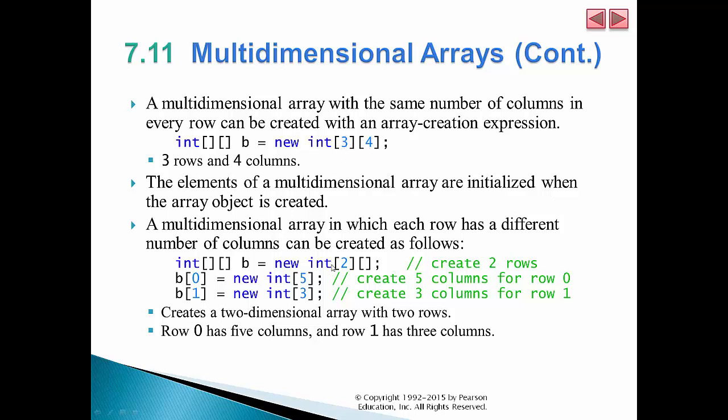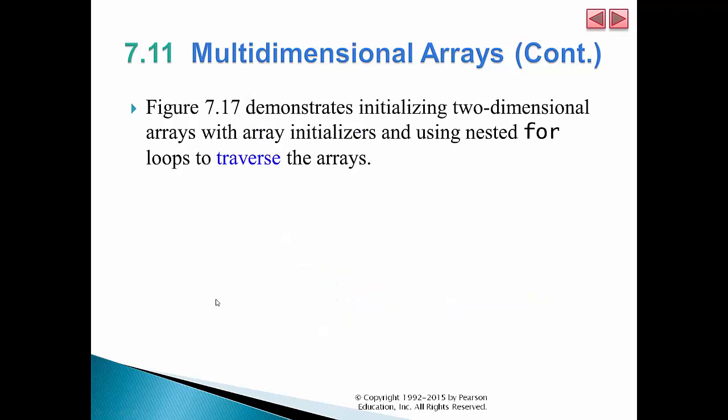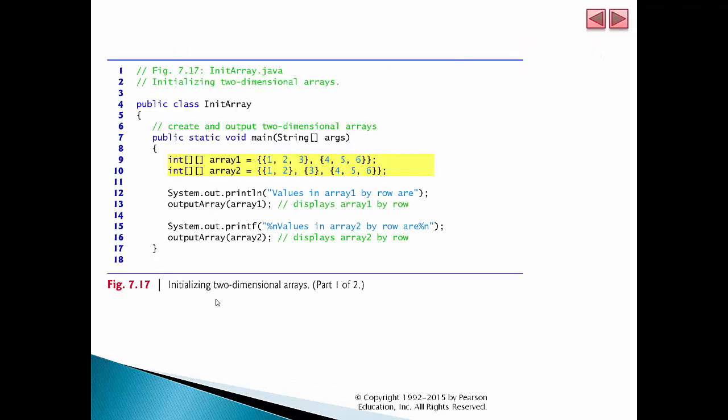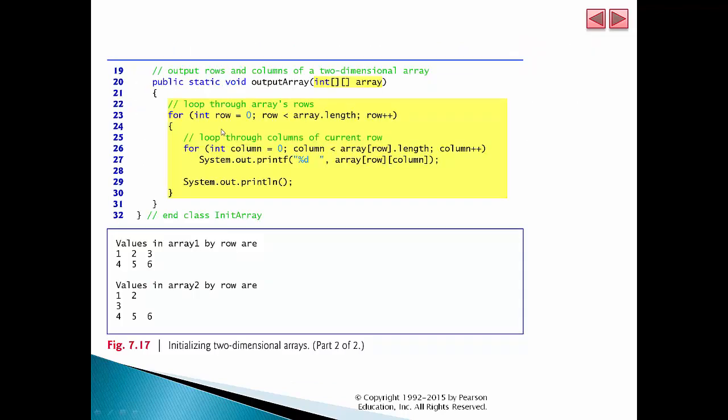But if each row has a different length of arrays, then you can partially initialize it like this, and then for each row, you can initialize another array on your own. It's just a two-dimensional array, and you need a nested for loop to traverse all the elements of this array. So you can have 2 loops, one for the rows and one for the columns, and read each element in this two-dimensional array.